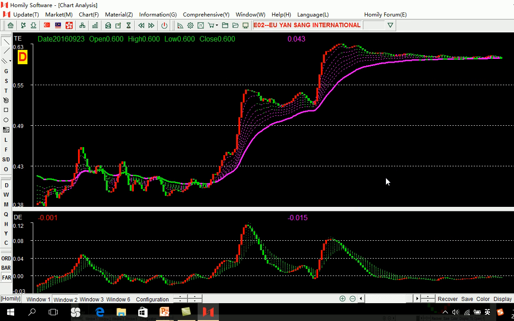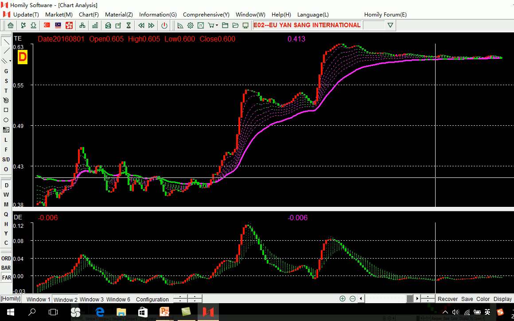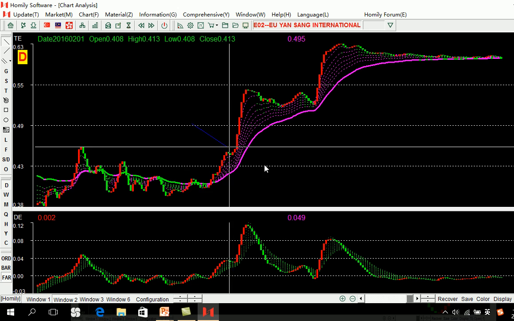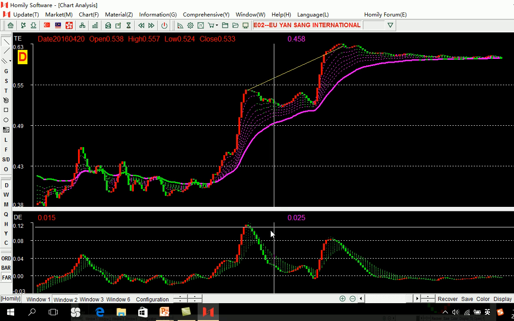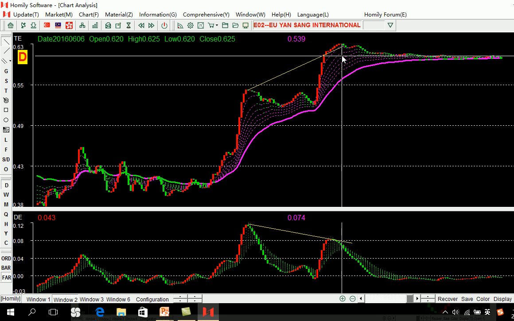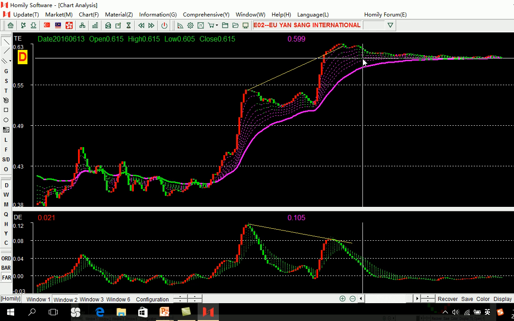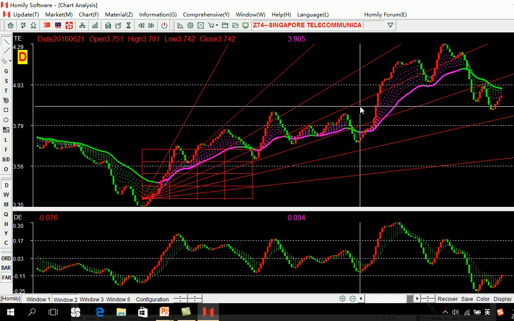So we see this stock. We can see the high point is higher than the low point. Then a sell signal appears, we should sell quickly, okay?